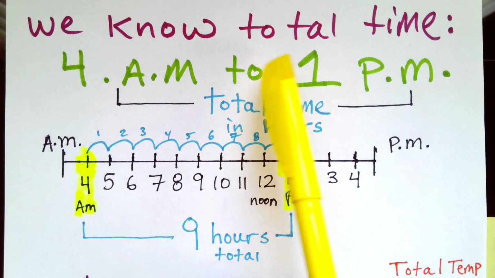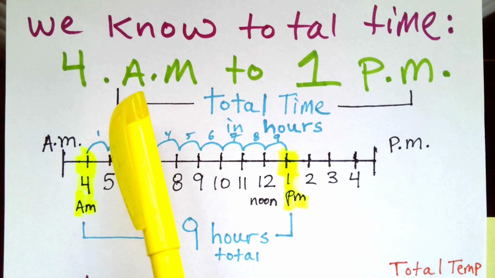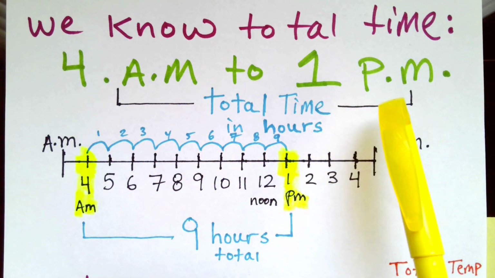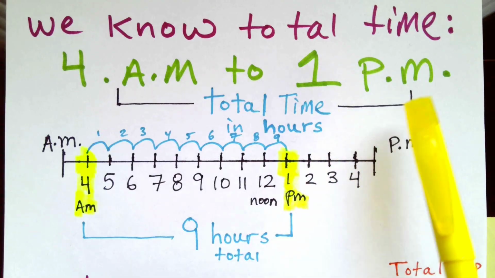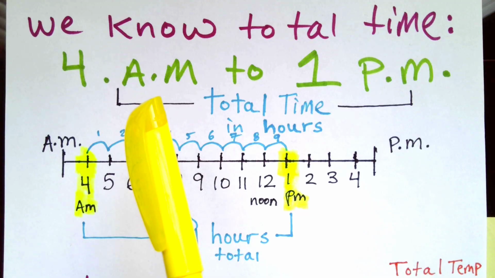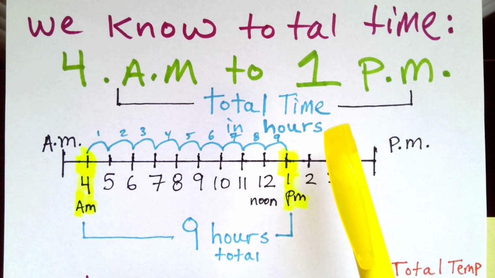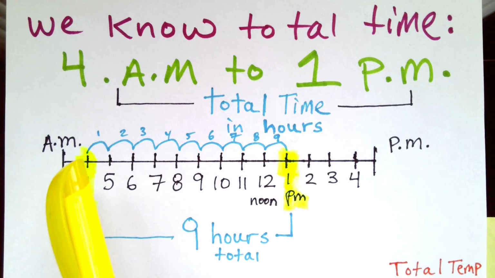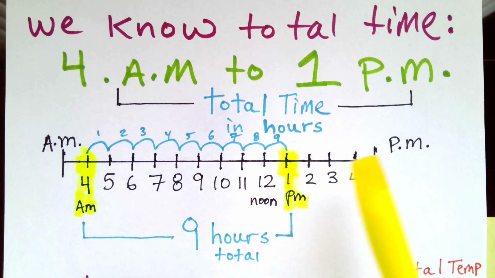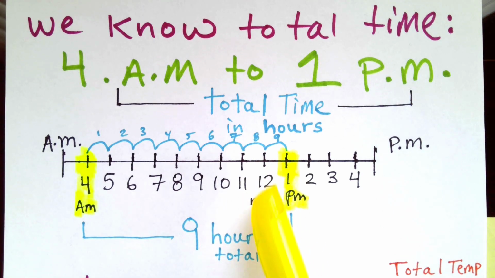We know that the total timeline was from 4 a.m., at negative 10 degrees, to 1 p.m. And we don't know the temperature at 1 p.m., but we know we started at negative 10 at 4 a.m. And from 4 a.m. to 1 p.m. is a total of how many hours? You can do a number line here. You write it down on your scratch paper. So from 4 a.m. until 1 p.m., how many hours is that?